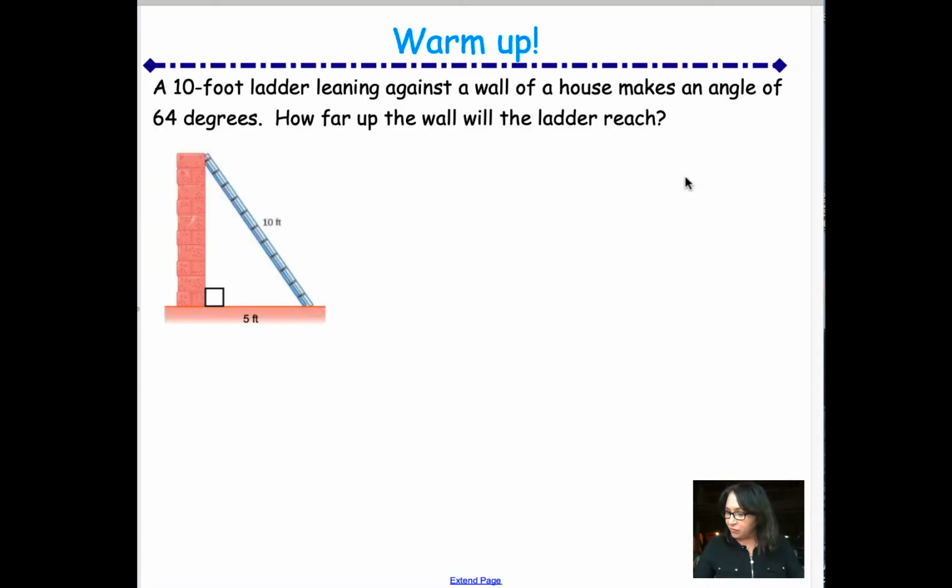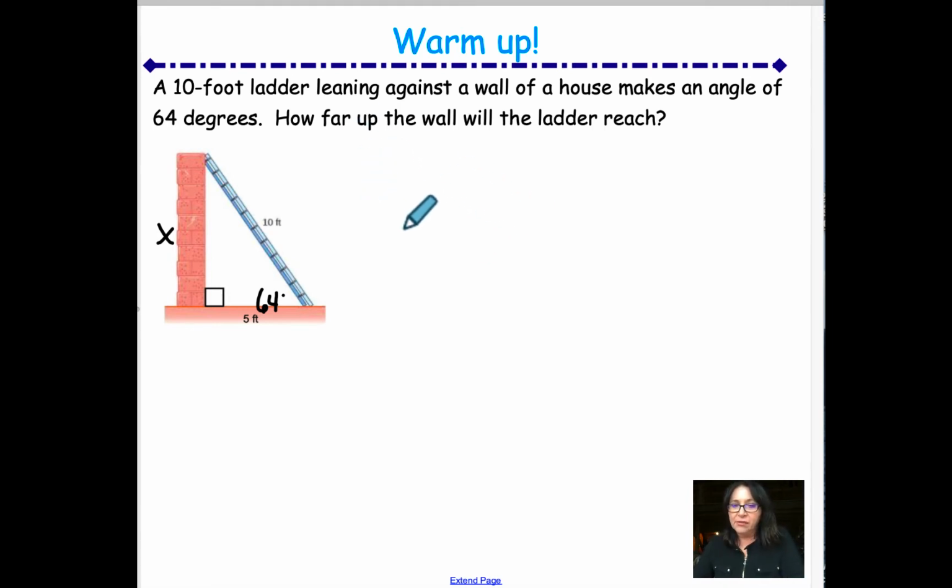Warm up. We're going to start with a warm up, and this is a 10-foot ladder that leans up against a wall. And the angle that it makes with the ground is 64 degrees. So there's a 64 right here. The question is, how far up the wall does the ladder reach? And so you actually have two options for this problem. In order to use this, you're going to use sine, cosine, or tangent.